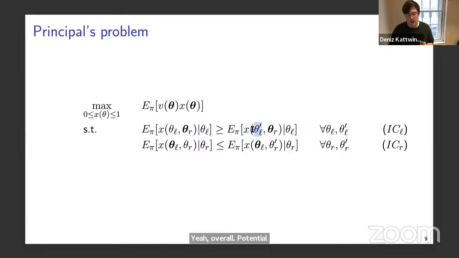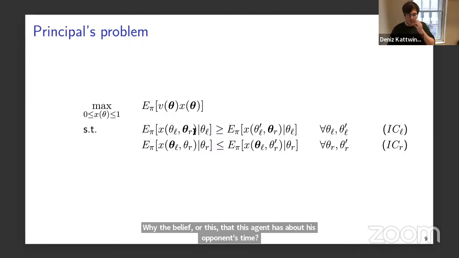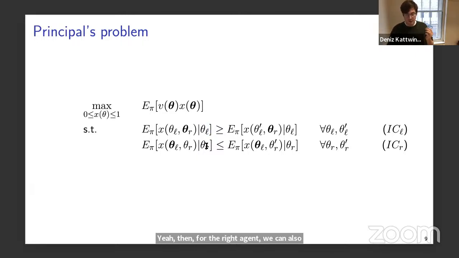This is for left. And here it is crucial that you see that theta L enters the incentive constraint via the belief that this agent has about his opponent's type. Then for the right agent, we can also formulate the incentive constraint. But for this agent, it must be the case that reporting truthfully his type theta R must minimize the probability of left being chosen.